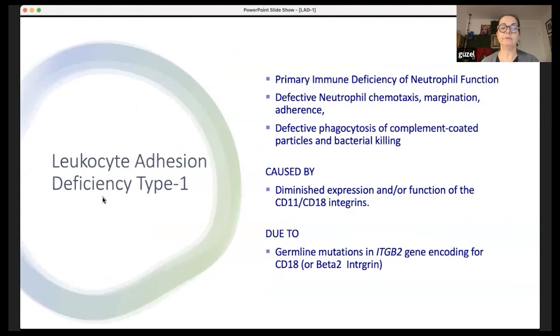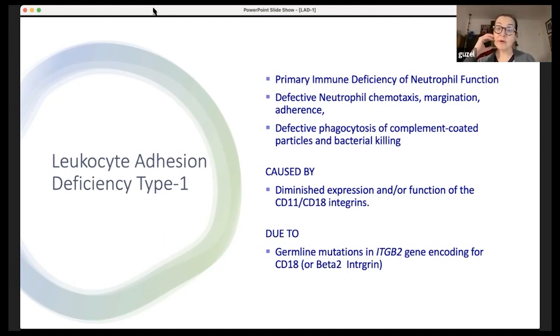Let's see if I can move. All right. So what is leukocyte adhesion deficiency? I'm assuming there are some patients among the audience who are tuning in to listen about their own disease, maybe, or their family member's disease. But for those that don't know much about LAD1, I'll give some basic headlines.